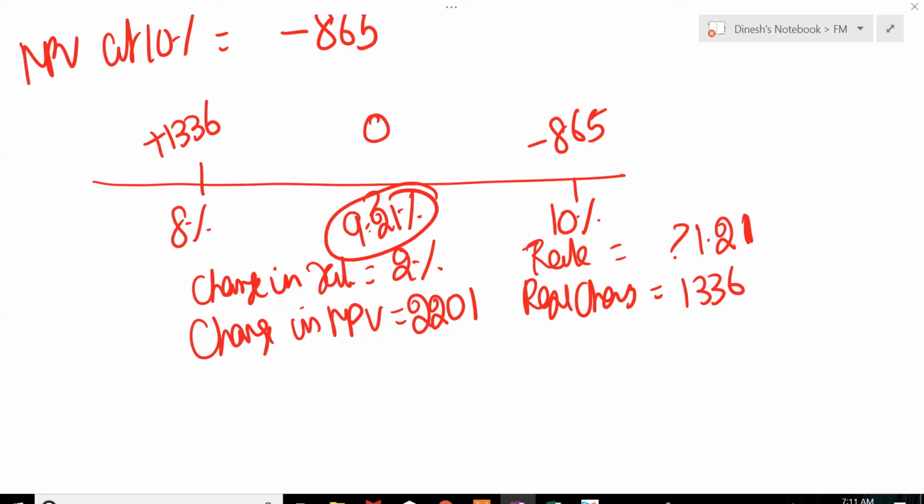Now, for this required change, I put 1336. From 865 also we can go to positive. So what I will do is, 2 is equal to 2201, question mark is equal to 865. Technically that will be 0.79, and the IRR is 10 minus 0.79. Either it's 8 plus 1.21 or 10 minus 0.79. From 10 you cannot subtract 1.21, because from 10 you have to move from negative 865 to 0. Here from positive 1336 you have to move to 0. Clear? Any doubts on the calculation?